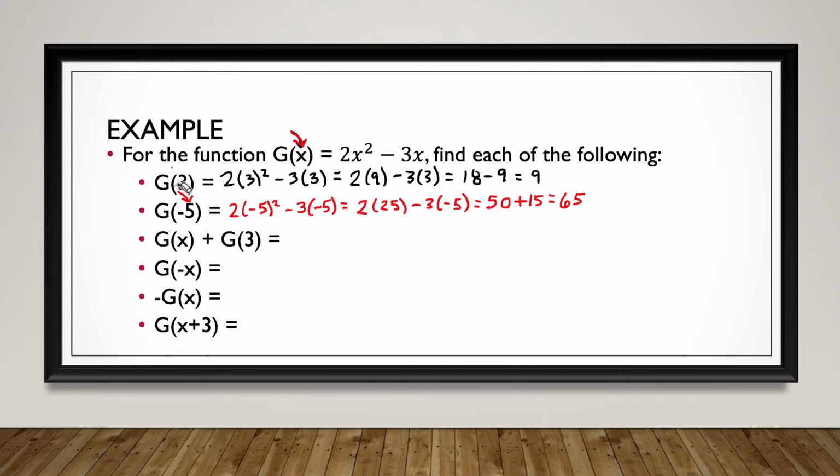Okay, so now we'll move to our next one. So our next one says that we want g of x plus g of 3. So let's kind of take this as two separate problems. Let's first deal with the g of x. Now that part is actually pretty easy because we already know up here that g of x is equal to 2x squared minus 3x. So I'm going to go ahead and plug that part in. 2x squared minus 3x. Now that's the g of x part.